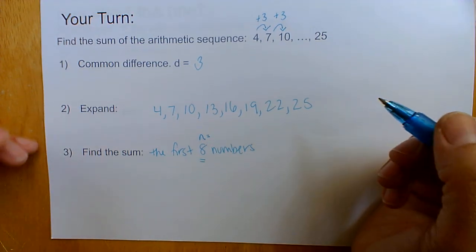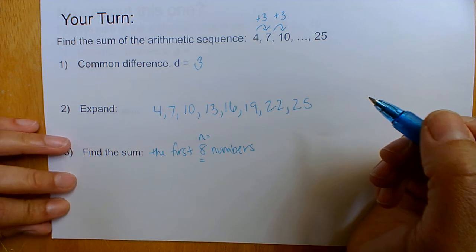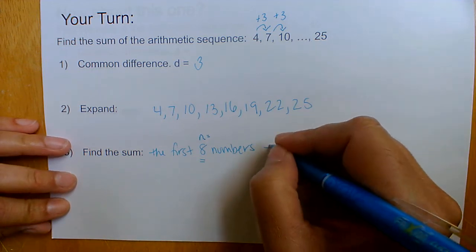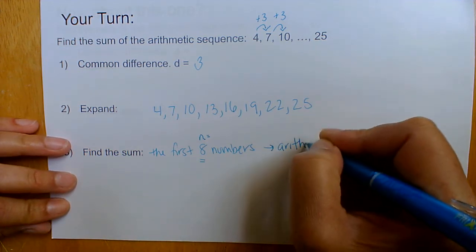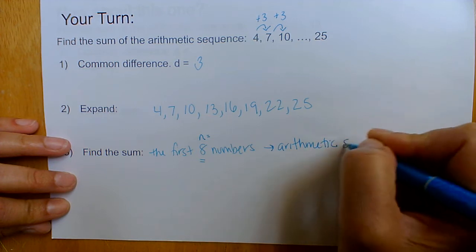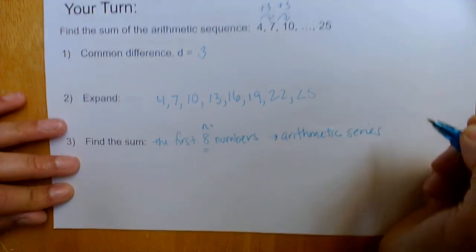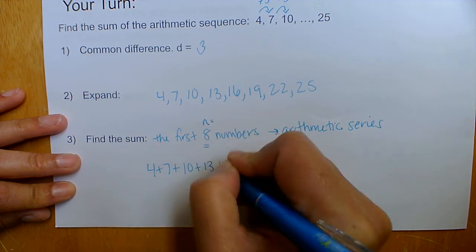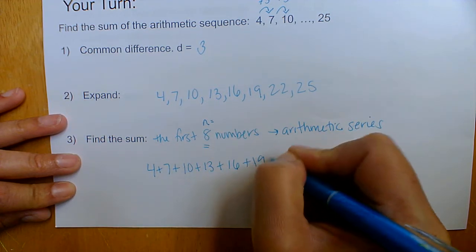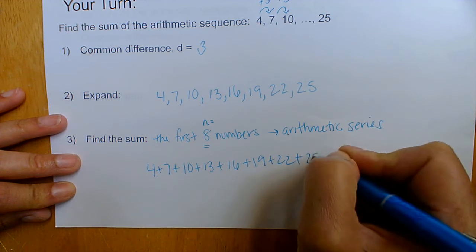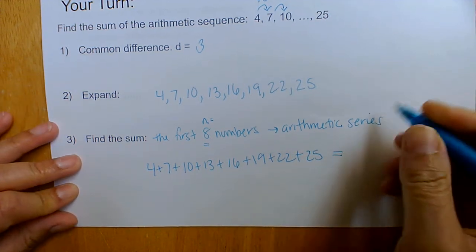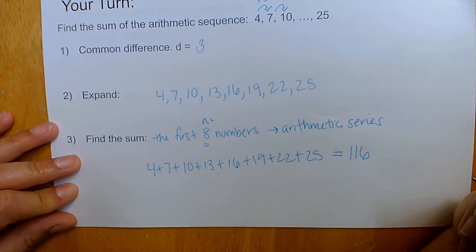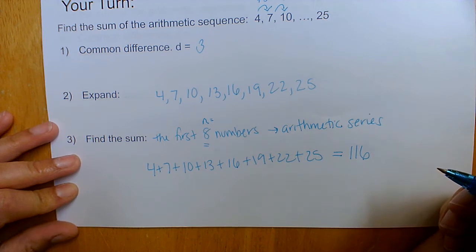Okay, so let's find this arithmetic series. Let's find the sum of the first 8 numbers. This is an arithmetic series. Well, in order to do that, we simply add them up. And when we do that, we're going to get 116. So the sum of the first 8 numbers is 116.